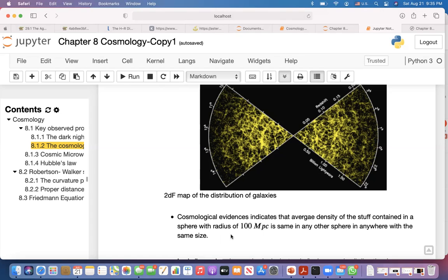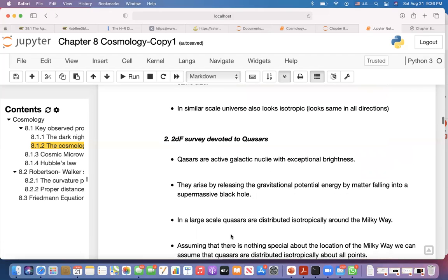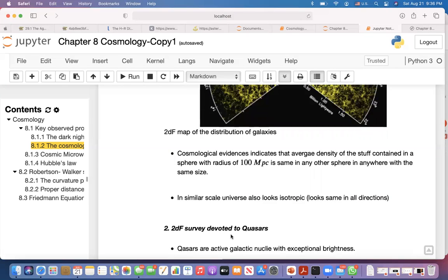So the idea is, if you consider a sphere of 100 megaparsecs, and you go to a different region of the universe and take a sphere with the same radius, equal to 100 megaparsecs, then the things contained inside that sphere will be the same, right? It is this structure, the scales around 100 megaparsecs, that tells us the universe is isotropic and homogeneous. You can clearly see that it works only for this very large-scale structure. So that is the first evidence that we have that the universe is isotropic and homogeneous.